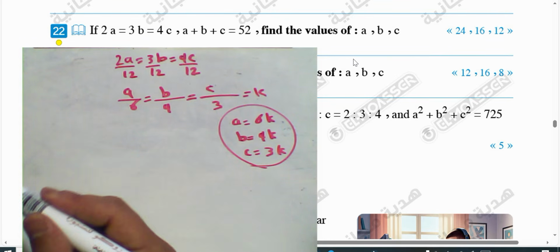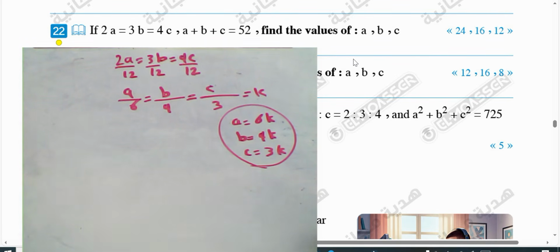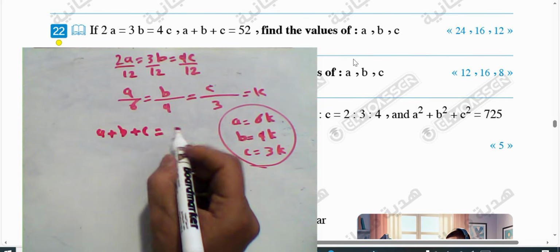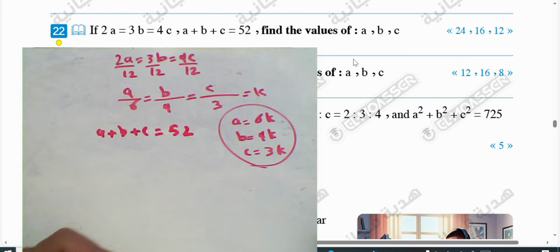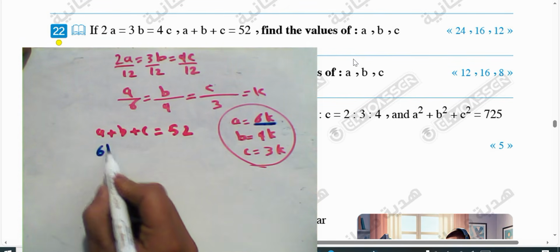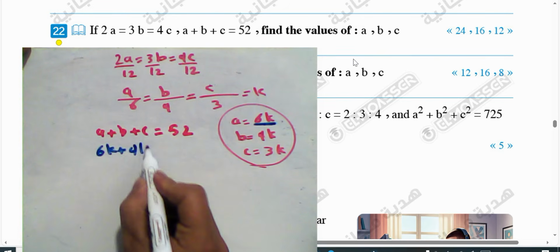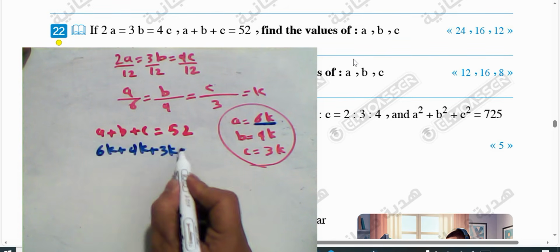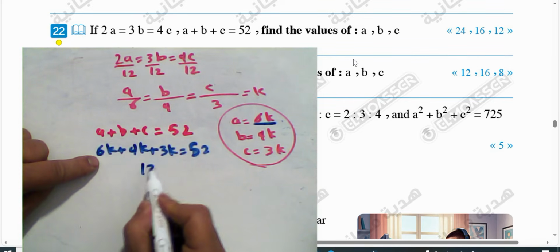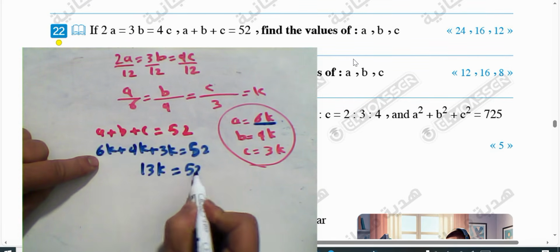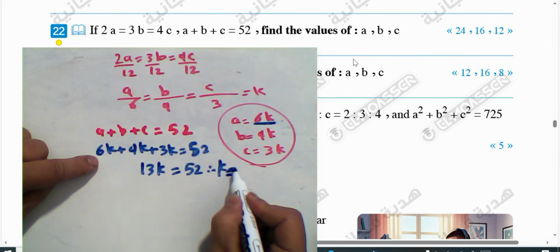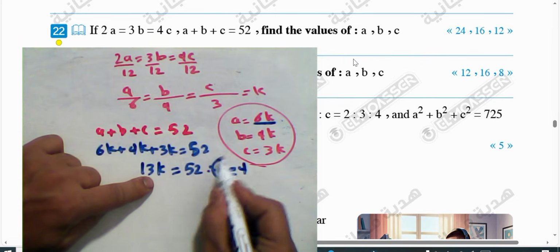Okay, he gives you in the example this relation. Look here, a plus b plus c was equal to 52. The value of a is 6k, b is 4k, and c is 3k. They equal 52. 6 plus 4 is 10, 10 plus 3 equals 13. 13k equals 52. Then k equals 52 divided by 13. The result will be 4. Then the value of k is 4.